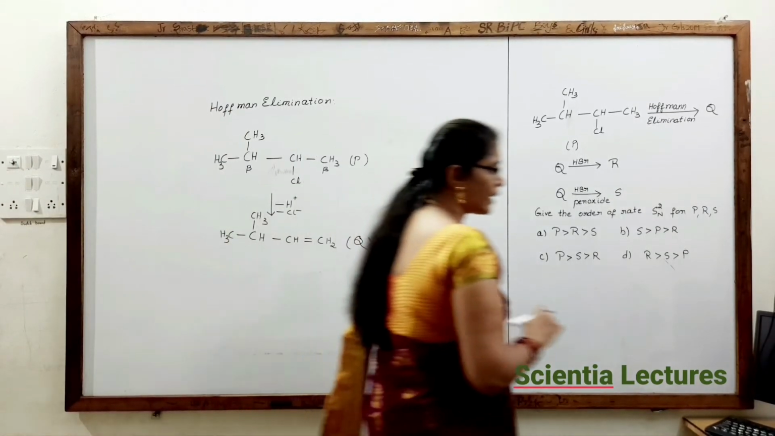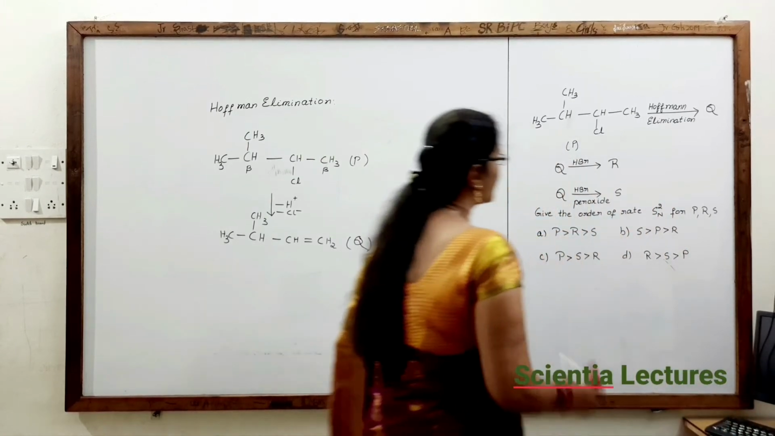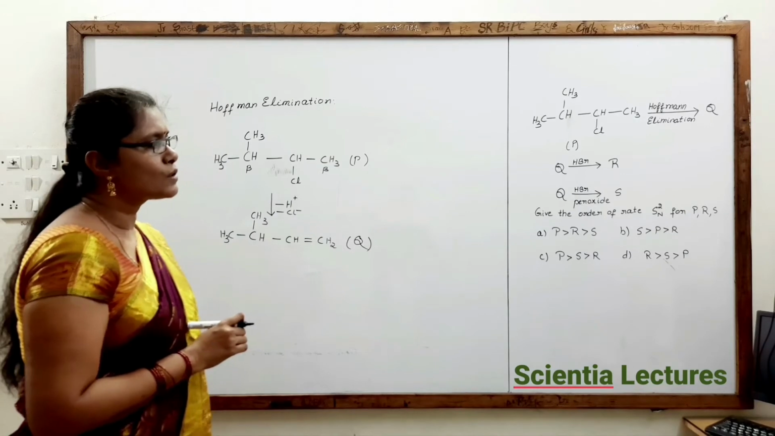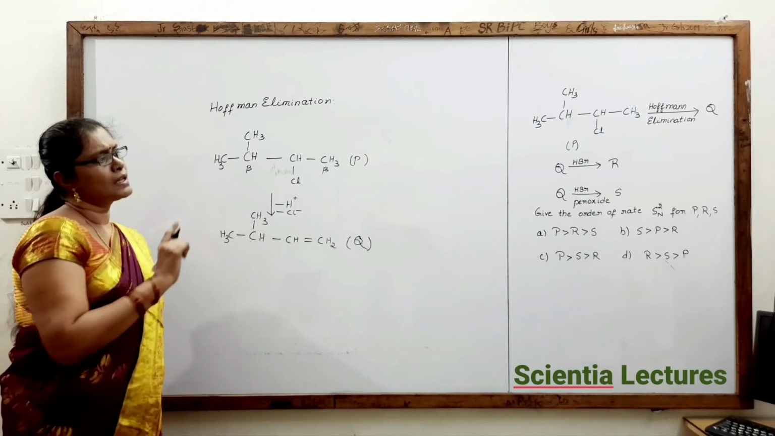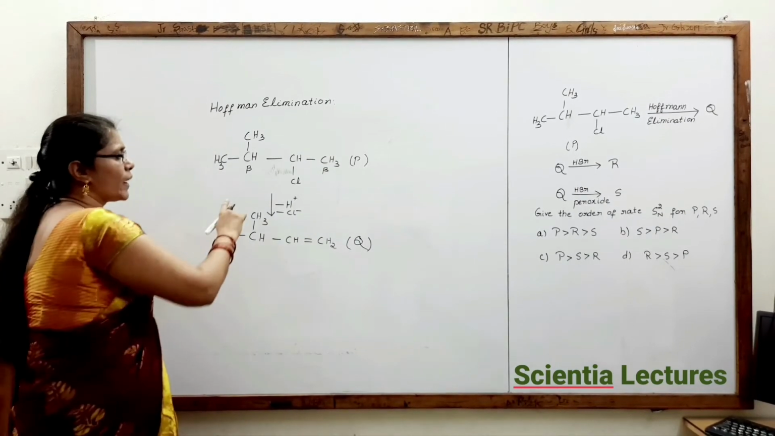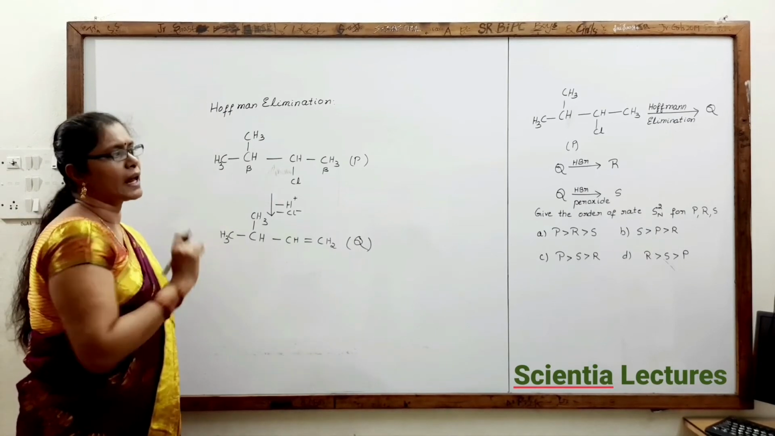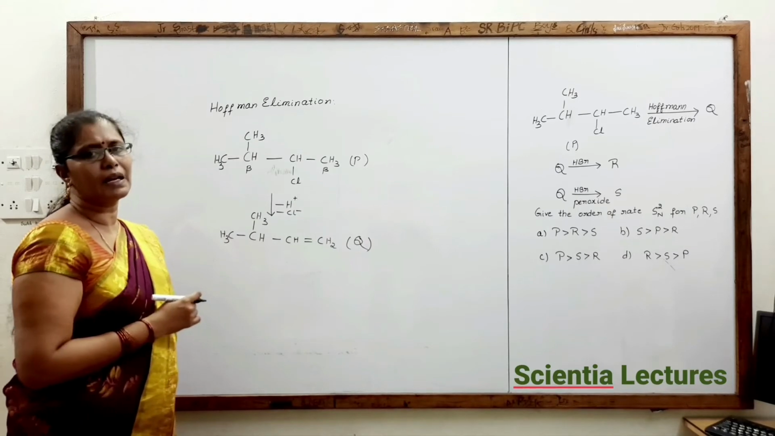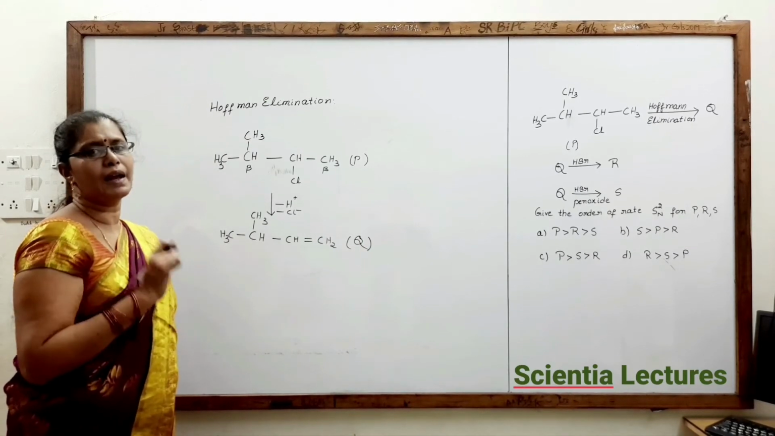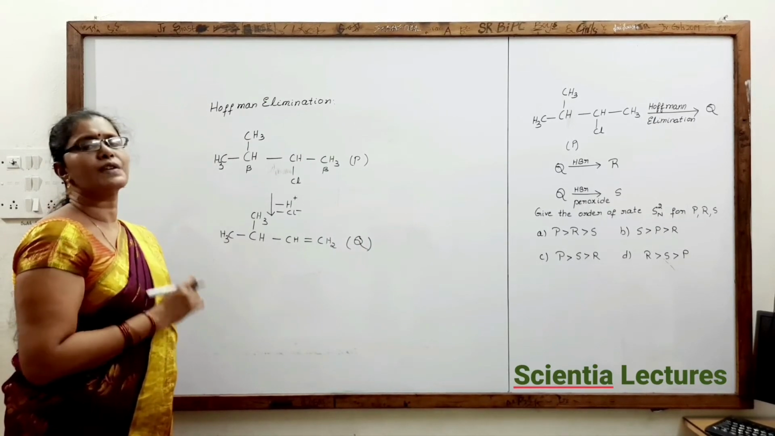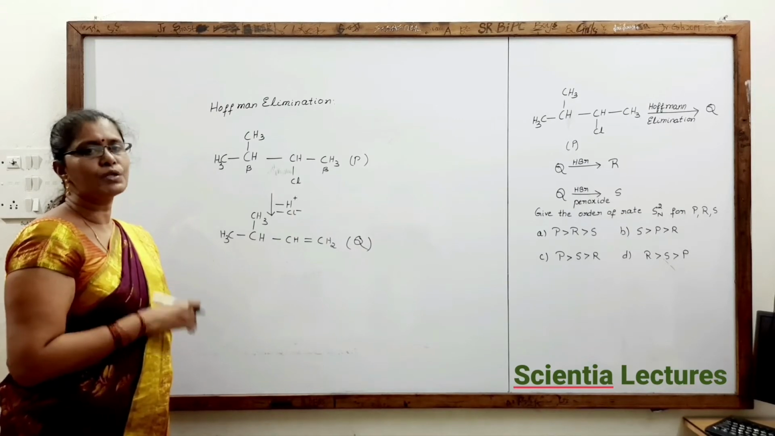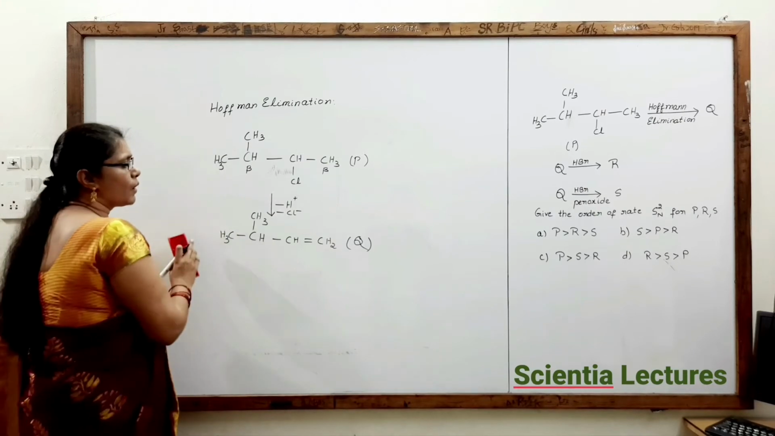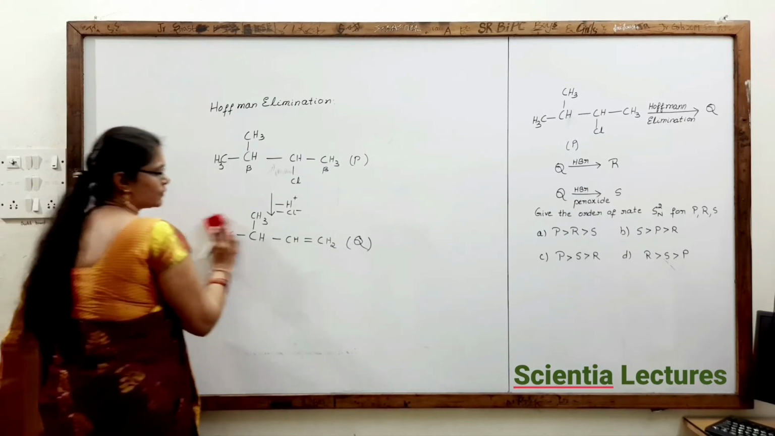Now we have to check what were the products produced as R and S, and we have to give the order of rate of SN2 for P, R, S. So why have they given only P, R, S, why not Q? P is an alkyl halide, R will also be an alkyl halide, S will also be an alkyl halide. Among those alkyl halides, we have to check where the rate of SN2 would be easier. So let us see what is the R product and what is the S product now. Now remember that this is Q.